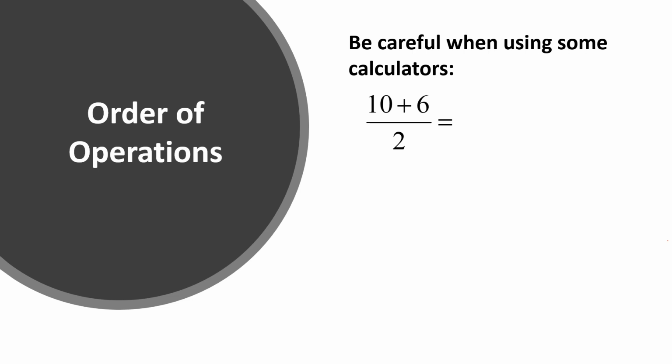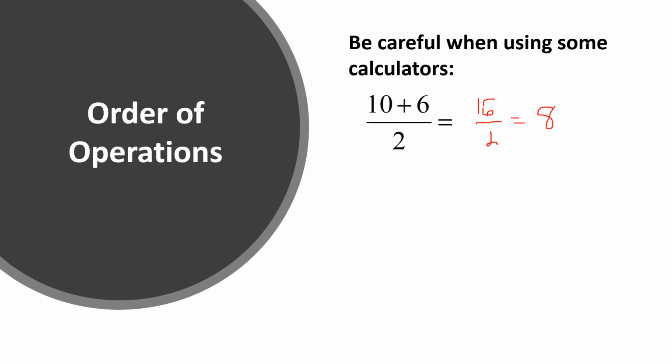When using some calculators, we have to be careful how we input the expression. So in this example, we have 10 plus 6, and all that is being divided by 2. This division sign is like a grouping symbol, so we have to evaluate the numerator and then the denominator before we divide these two. So before we can divide, we need to add. So we're going to get 16. So 16 divided by 2 gives us 8.